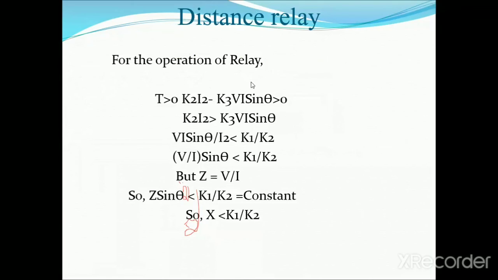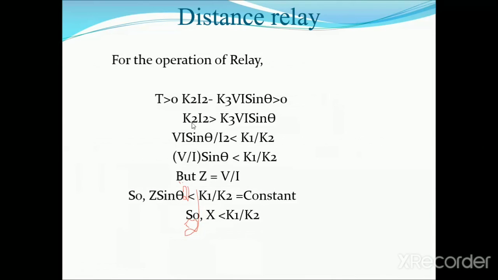Next, for the operation of the relay, the torque should be greater than 0, so K1 I square minus K3 VI sin theta is greater than 0. Therefore, VI sin theta by I square is less than K1 by K3. Then taking the V by I ratio, from I square one I cancels, leaving V by I. Then V by I into sin theta is less than K1 by K3.